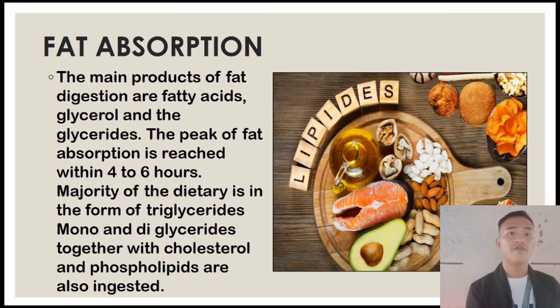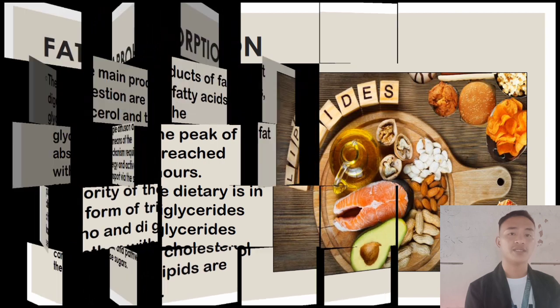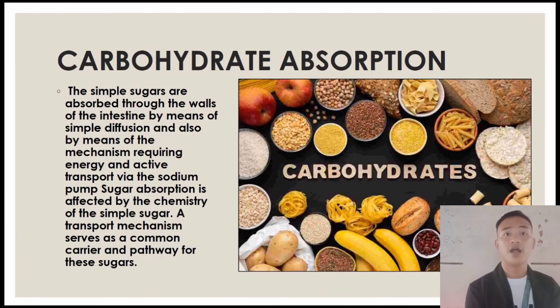The main products of fat digestion are fatty acids, glycerol, and glycerides. The peak of fat absorption is reached within 4 to 6 hours. Next, we have carbohydrate absorption. The simple sugars are absorbed through the walls of the intestine by means of simple diffusion.